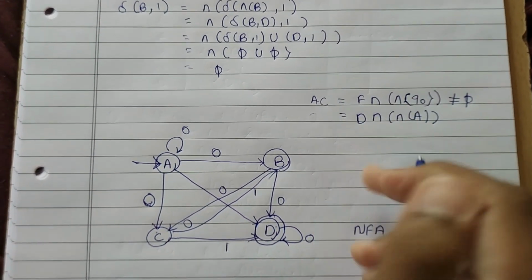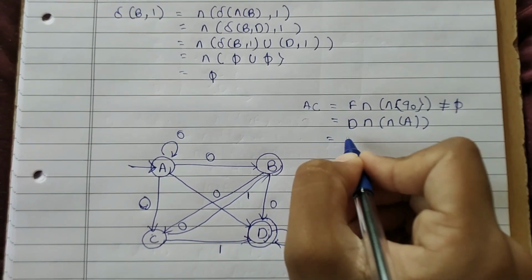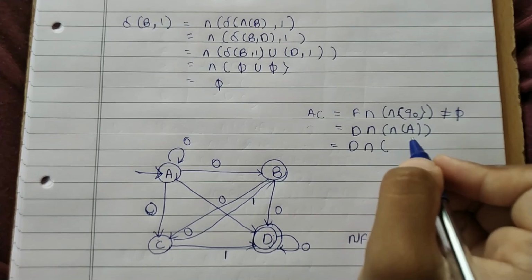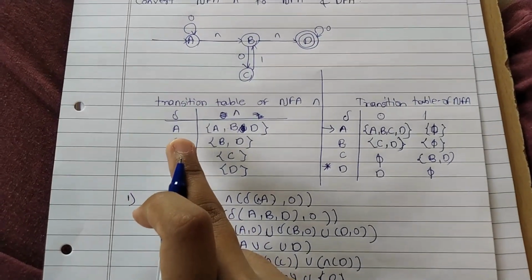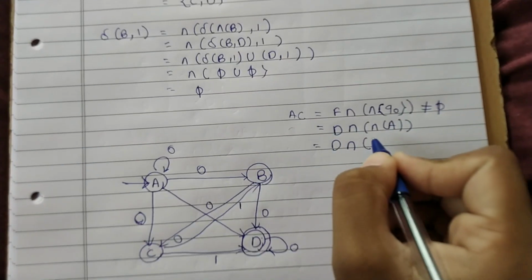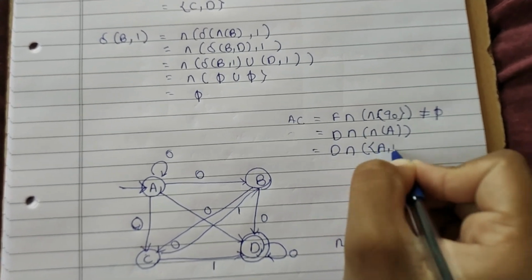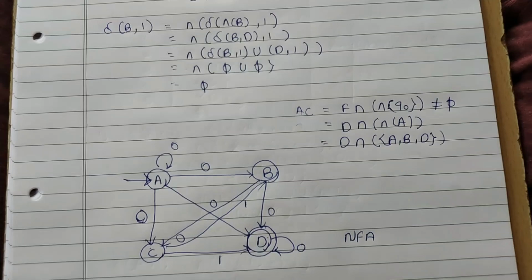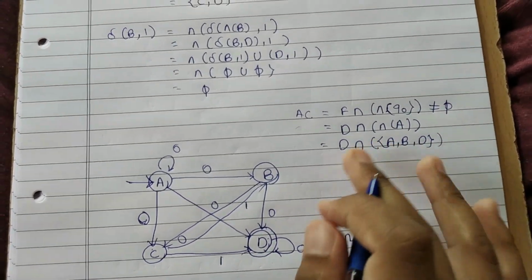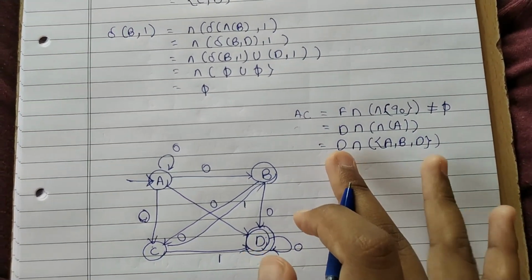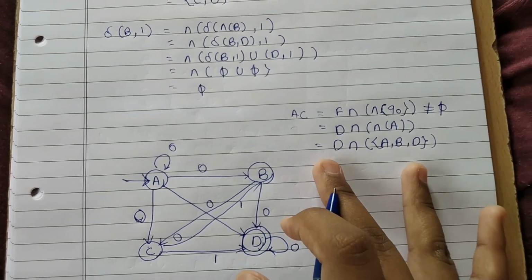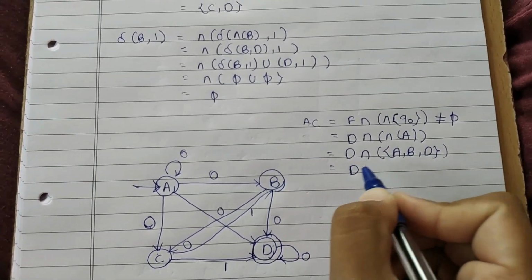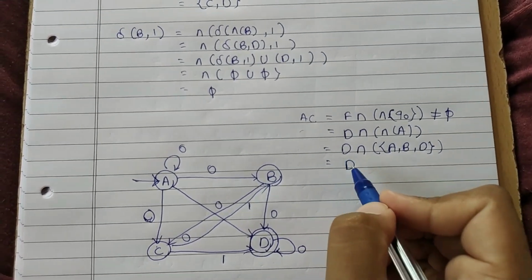Now null of A is, we see ABCD. Intersection of null of A, so null of A is ABD. So I write this A, B and D. So when we perform intersection here, then D and D both are present, and the intersection says which elements are common. So D is the intersection element, so it is not null, it is the value which is D.